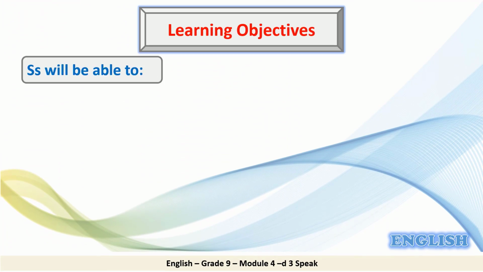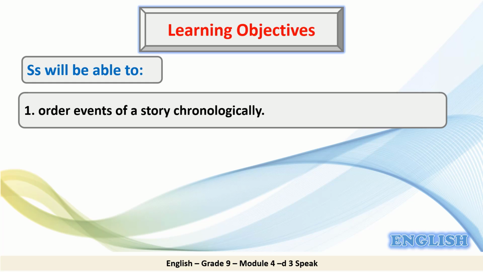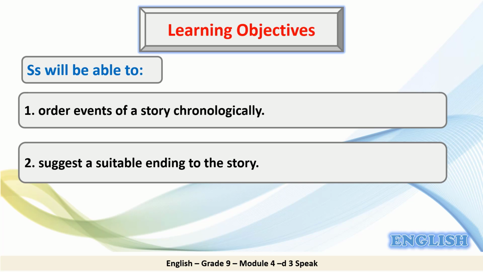Learning objectives. Students will be able to: 1. Order events of a story chronologically. 2. Suggest a suitable ending to the story.